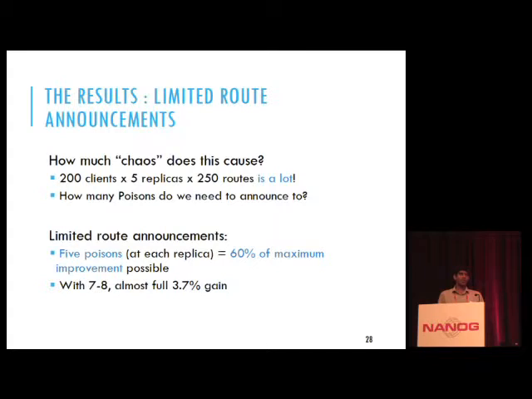So how much chaos does this cause? 200 clients, 5 replicas, 250 roots seems like a tremendously explosive amount. So how many poisons do we actually need to announce? We found that it's not as explosive as it seems to be. With around 5 poison announcements at every replica, we get around 60% of the maximum possible improvement, around 60% of that 3.7 incremental gain. With 7 or 8 poison announcements, we get almost the complete 3.7 gain. So although these are quite a few announcements, it's not as explosive as the multiplicative number would have you believe.